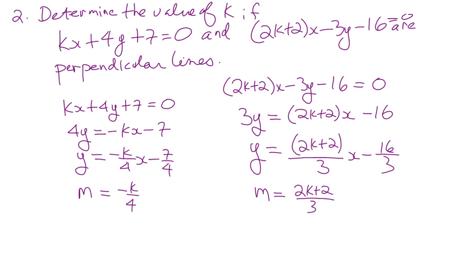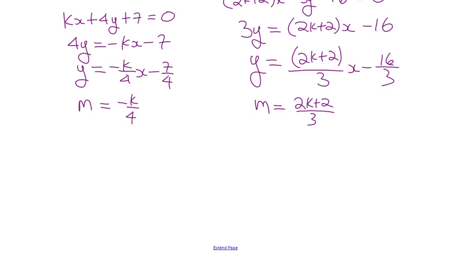Since we know that these lines have to be perpendicular, what are we going to say? Why don't we work with this one? What would the perpendicular slope be equal to? 4 over k. So we take the slope of one of the lines and figure out what the slope of the line perpendicular to it would be. Why did I choose the negative k over 4 and not the 2k plus 2 over 3? Yeah, it's easier to work with. There's nothing wrong with writing negative 3 over 2k plus 2, but it's harder to work with.